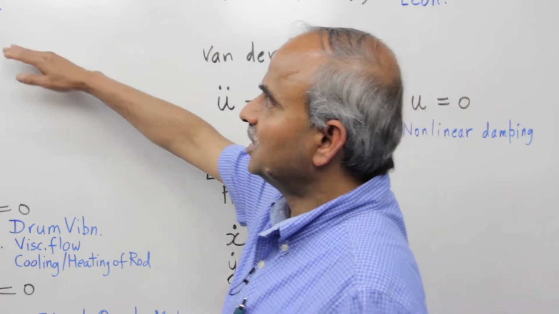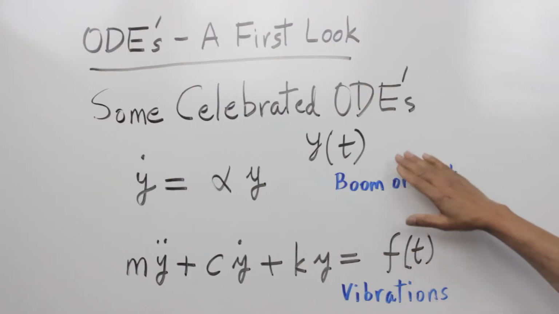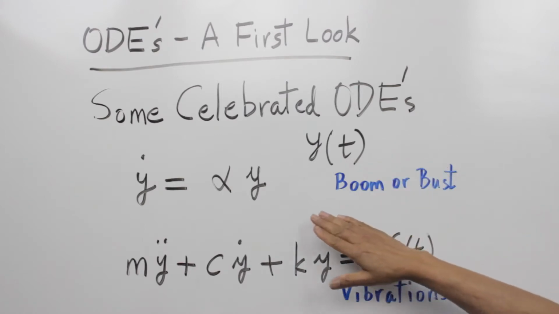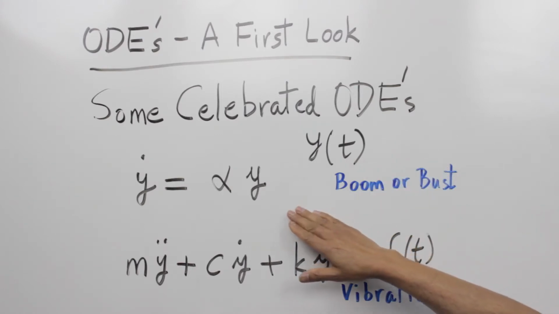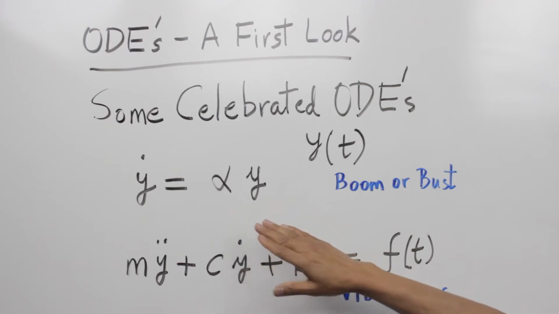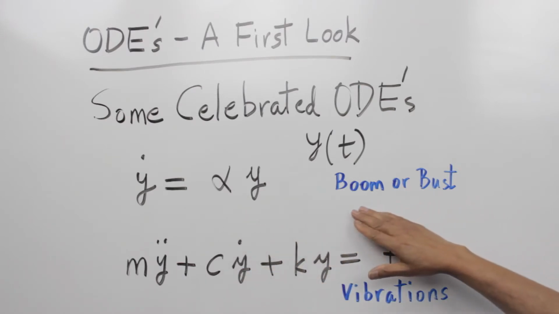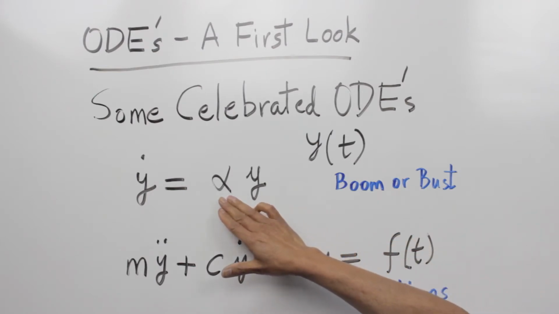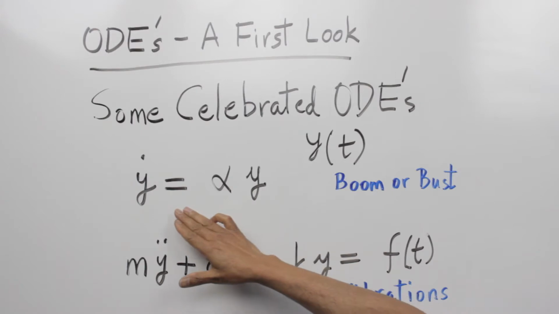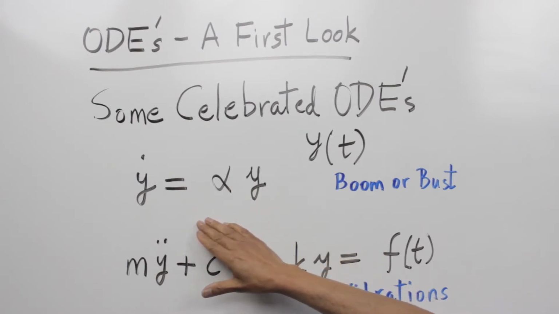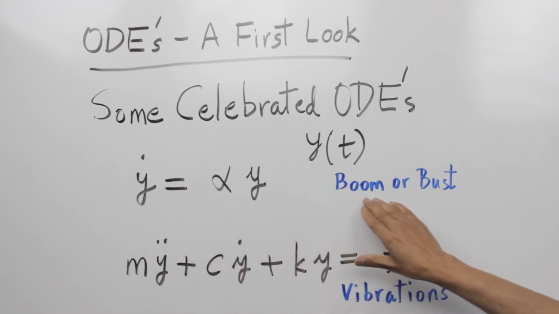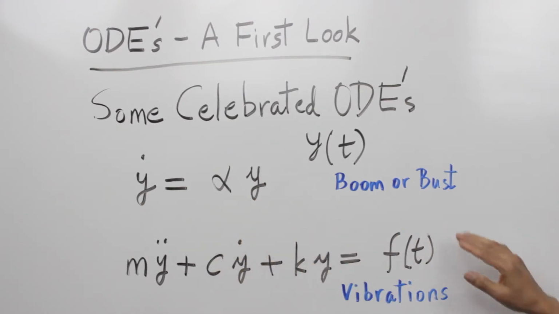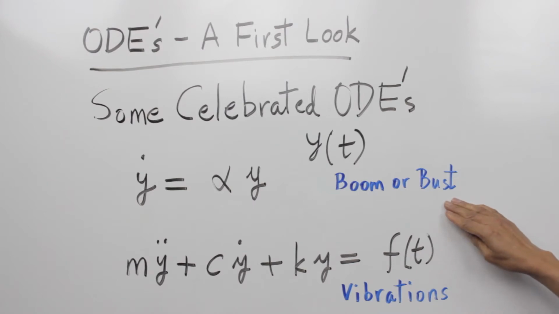So let's start by looking at equations describing a single dependent variable y, and we have seen this equation before. y dot equals alpha times y. Alpha is a constant. We can call it an equation describing boom or bust depending on the sign of alpha. If alpha is a positive number, then the solution corresponds to an exponential growth, or boom. If alpha is negative, then it corresponds to a bust, or an exponential decay of the quantity y.